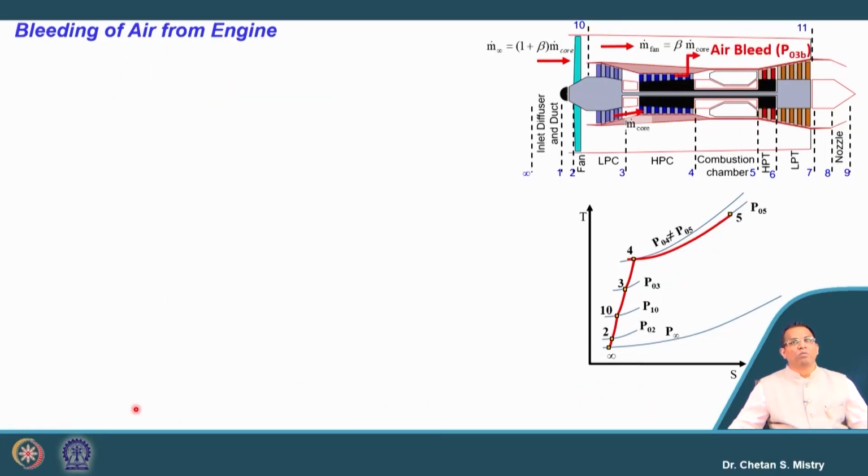Now, let us try to understand next terminology. Here if you look at, it says the bleeding of air from the engine. If you look carefully, at some location in HP compressor, we have taken the point tapping out, and that is what I have defined as air bleed, and that is at the pressure of P03B and temperature of T03B. Now, the question may arise, why do we think of air bleeding here? So, any idea?